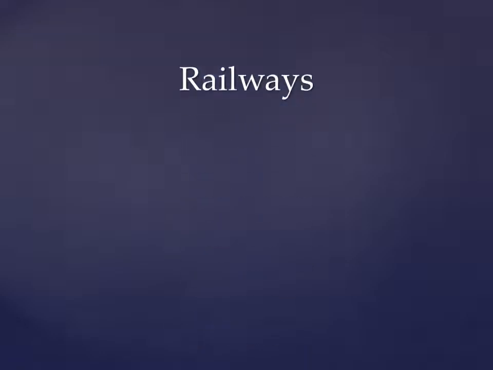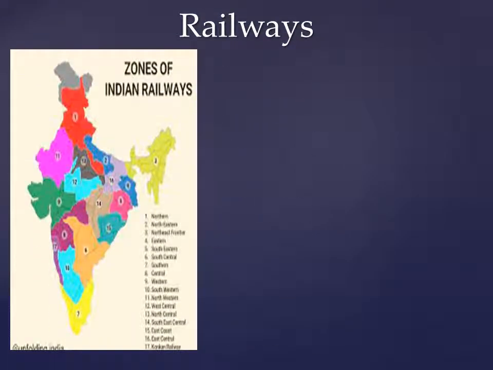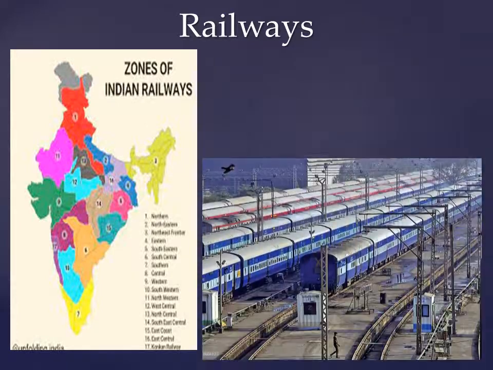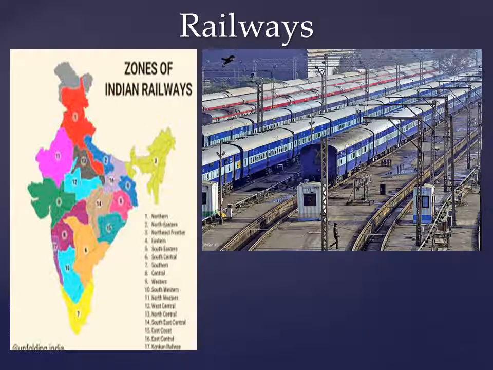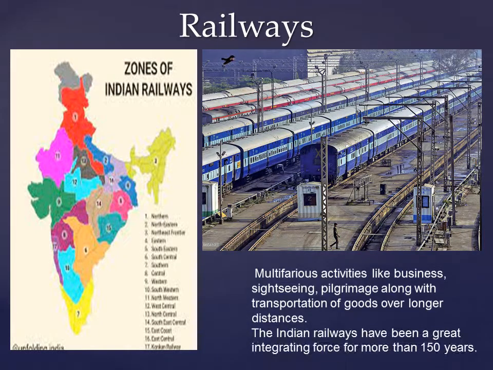Railways. Railways are the principal mode of transportation for freight and passengers in India. Railways have been a great integrating force for more than 150 years. Railways in India bind the economic life of the country, as well as accelerate the development of industry and agriculture.